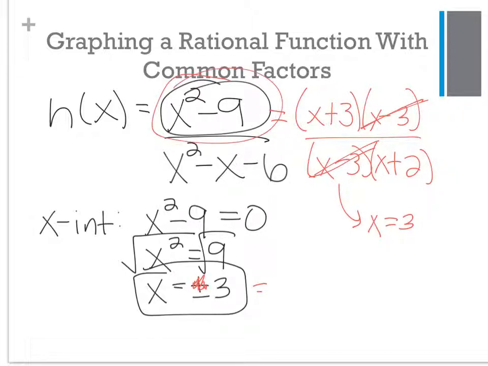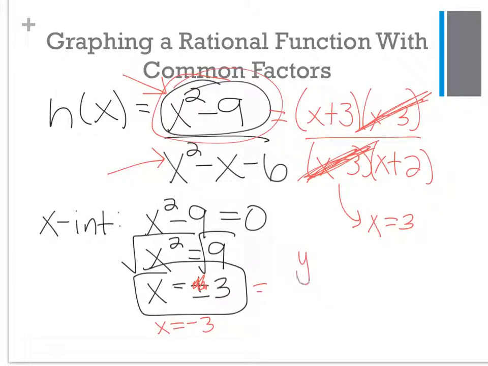Even though when I solve x squared minus 9 equal to 0, it tells me positive and negative 3, remember we didn't know that positive 3 wasn't going to be a solution or a 0, because we didn't know there was a common factor until we factored out both the numerator and the denominator here. So the only x-intercept is going to be at negative 3.